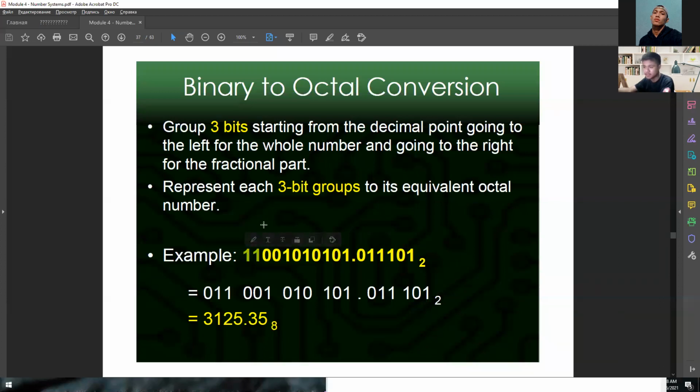Just to make it more formal, since we are representing this by 3 bits, all you need to do is add a 0. Again, it will not affect the value of this one. From here, you can now convert those binaries into octal one by one. This one has a value of 3, this one is 1, this one is 2, this one is 5, and then this one is 3, and then this one is 5. So that's it for binary to octal. Are we clear so far?